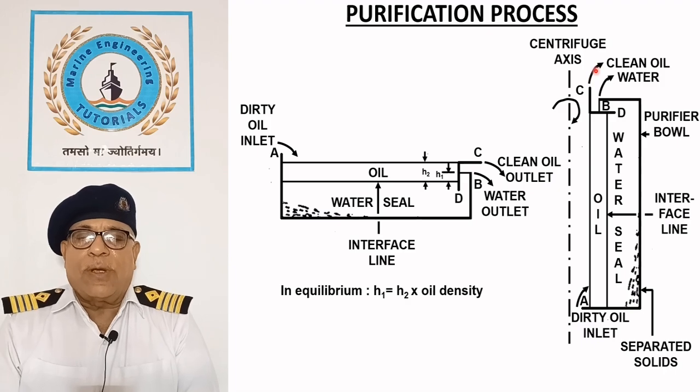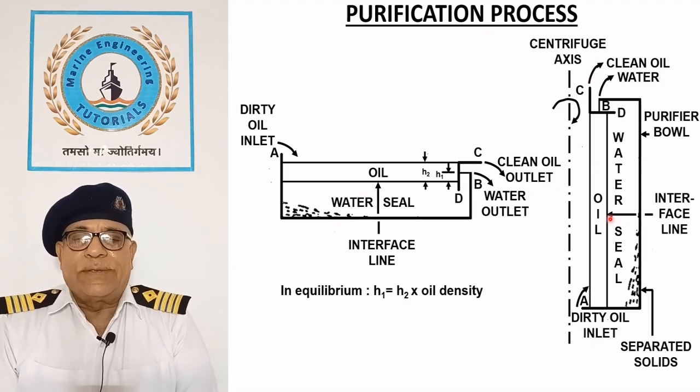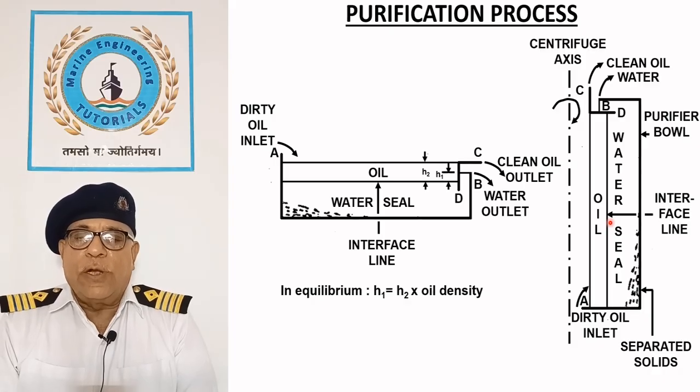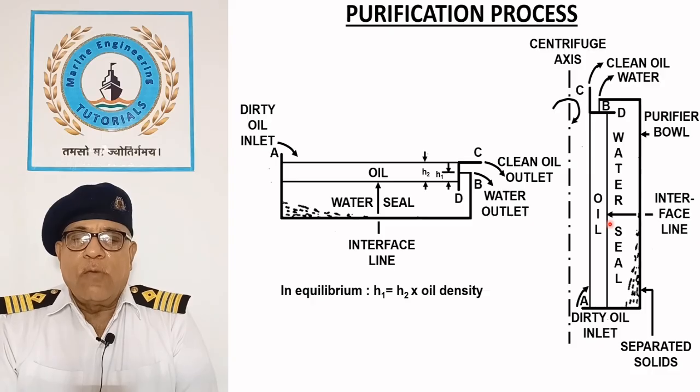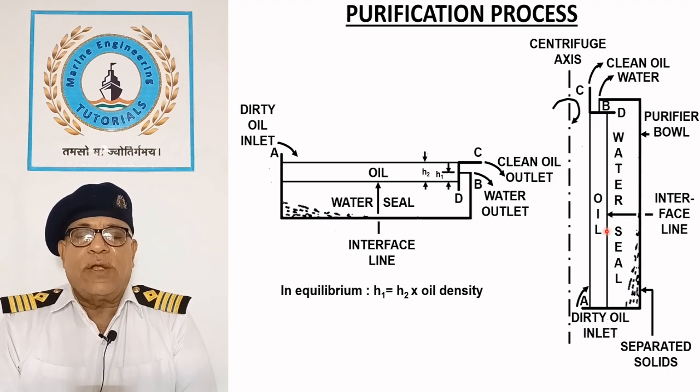The centrifugal separation of two liquids such as oil and water results in formation of a cylindrical interface between the two. The positioning of this interface within the centrifuge is very important for correct operation. The setting or positioning of interface is achieved by the use of dam ring or gravity disc at the outlet of the centrifuge.